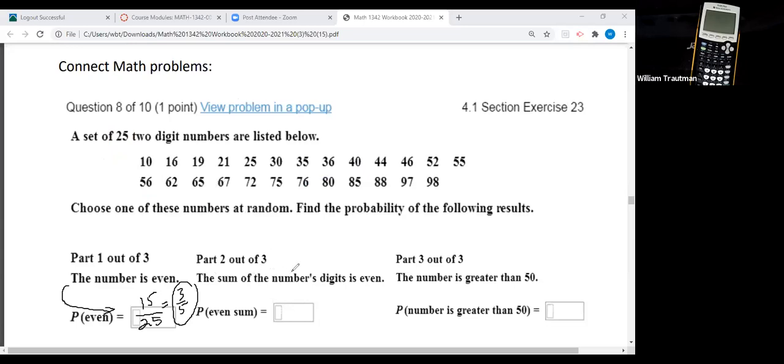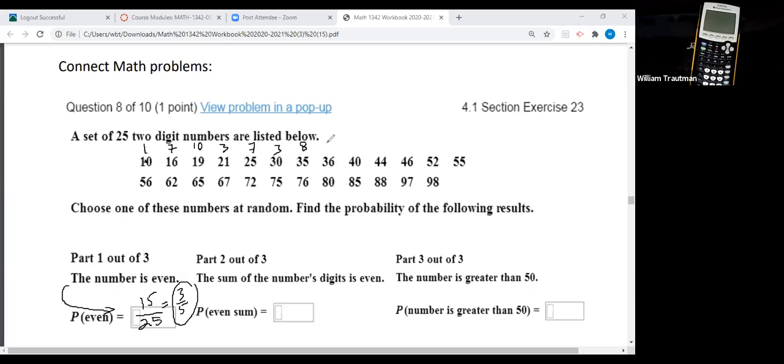It says the sum of the numbers' digits is even. So when you add them up, is it even? The sum means add, so I'm going to take the sum of these numbers' digits. 1 plus 0 is 1. 1 plus 6 is 7. 1 and 9 is 10. 2 plus 1 is 3. 2 plus 5 is 7. 3 plus 0 is 3.